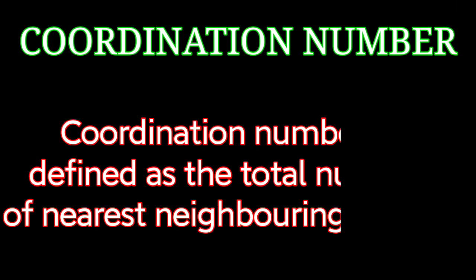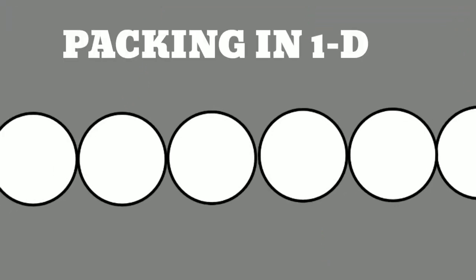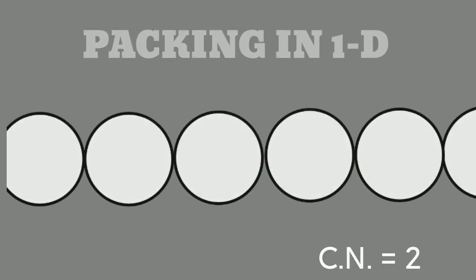Coordination number. Coordination number is defined as the total number of nearest neighboring particles. Packing in 1D. In this arrangement, each sphere or particle is in contact with two of its neighbors, arranged in a row. The coordination number is 2.